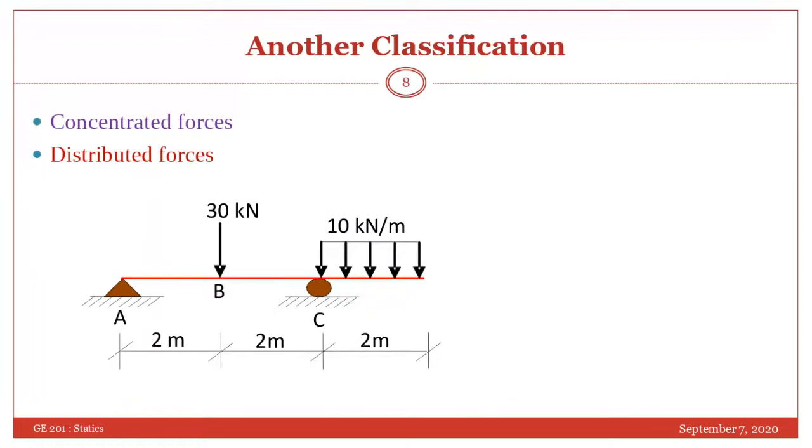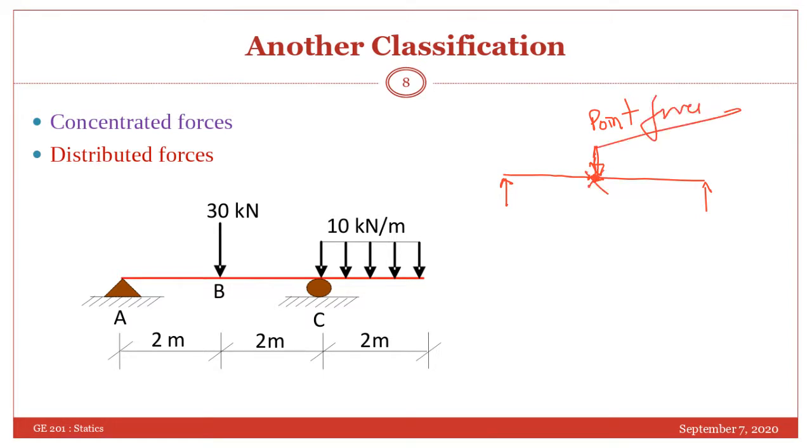Now, another classification of forces is based on how much length or area they are acting over. If forces are acting over a very small length compared to the other dimensions, for example, if this is a simply supported beam and your force is just acting here, this force will be called a concentrated force or point force. And why do we call it a point force? Because it is acting over a point.